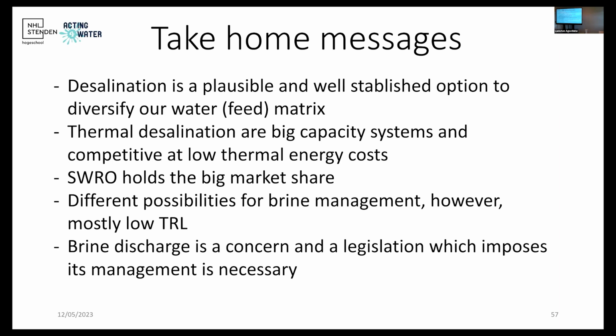Different possibilities for brine management exist, however, mostly at low TRL, so still in the scientific stage, at bench scale or pilot scale. And brine discharge is a concern, and legislation which imposes its management is for sure necessary.